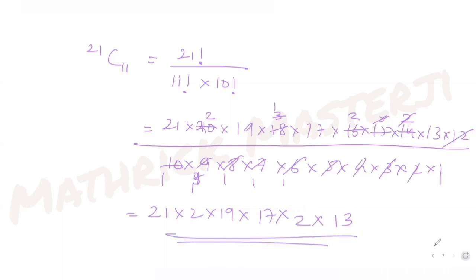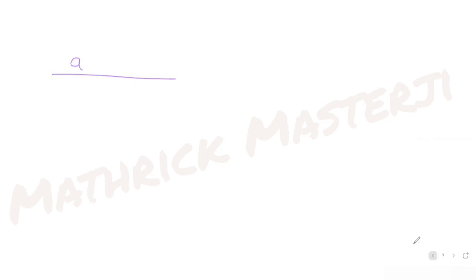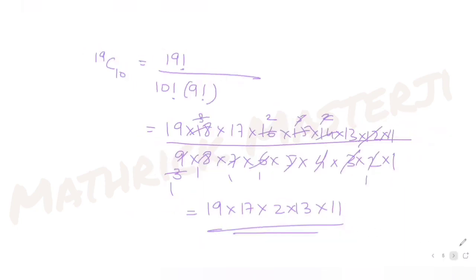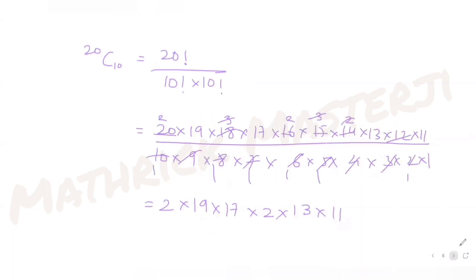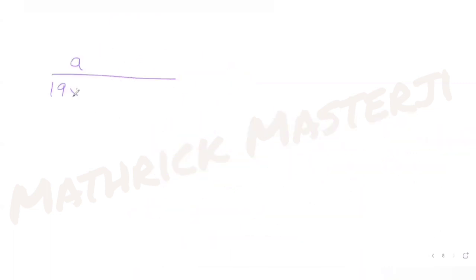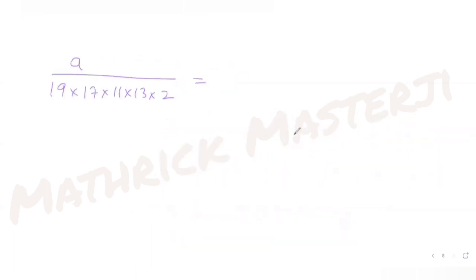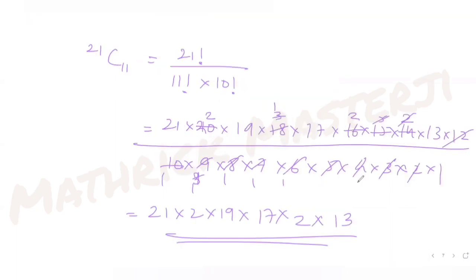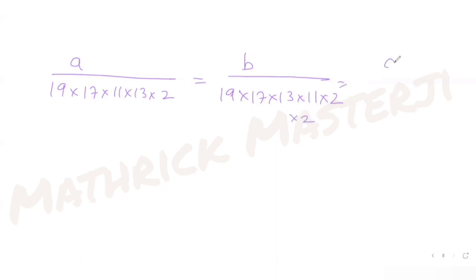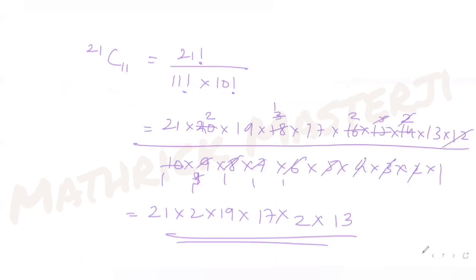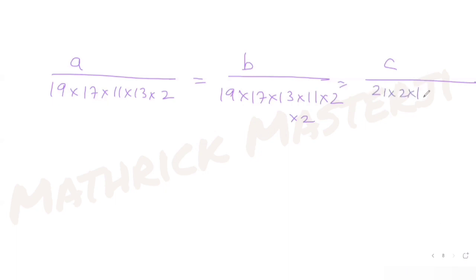Now let's see. So A over, for 19C10 we had 19, 17, 11, 13 and 2, is equal to B over 19, 17, 13, 11, 2, and we have 1 or 2, and C is with 21, 19, 17, 2 and 13. So we have this entire thing.